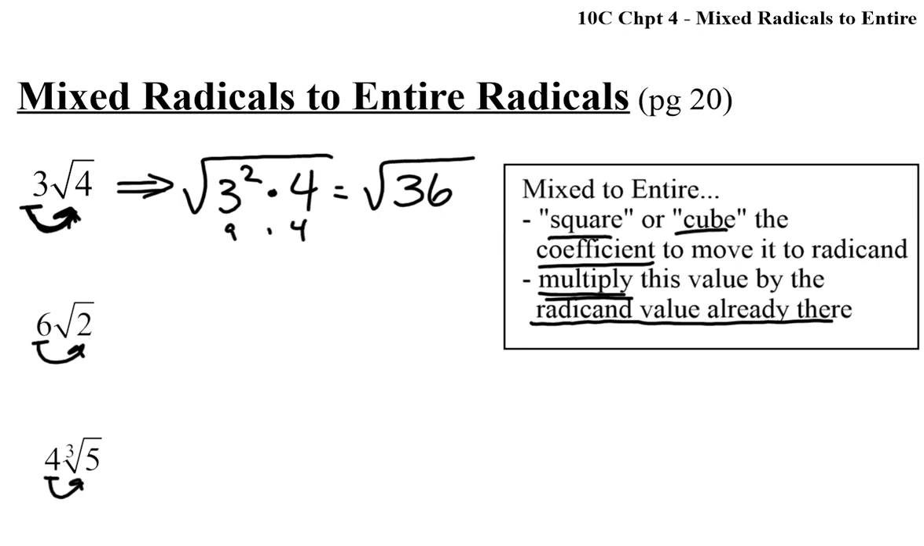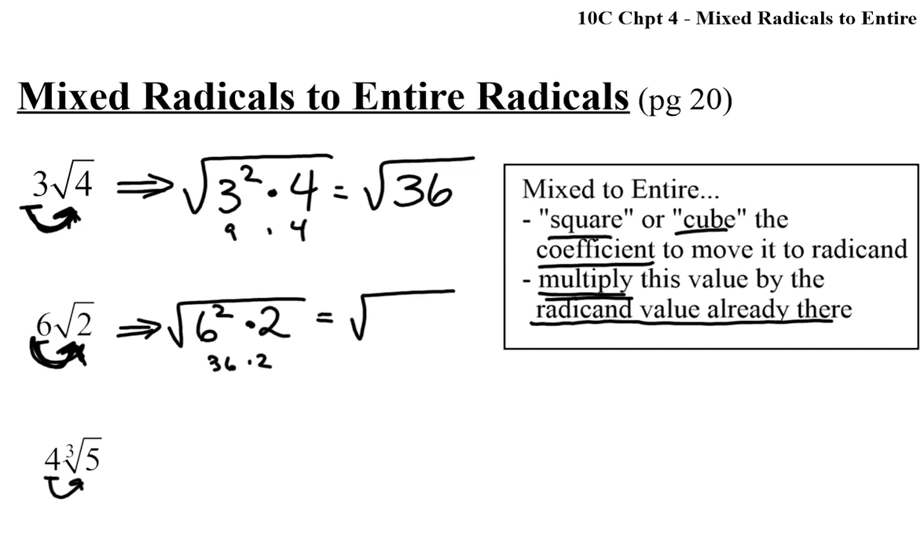An entire radical. Here we have 6 root 2. Well, we want this 6 to be back under the radical sign because it's a square root. We're going to square the 6 to put it back underneath and then multiply it by the radicand that's already there. So 6 squared is 36 times the 2. All of that is under the radicand, and 36 times 2 is 72. So 6 root 2 is equivalent to root 72.